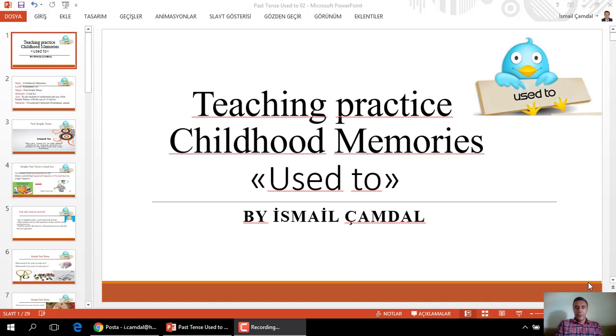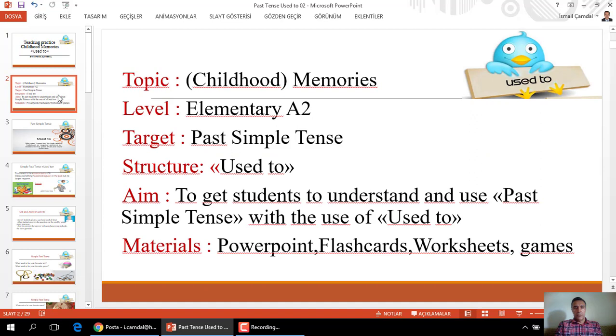Hello. Today we are going to learn the used to structure and talk about childhood memories. The topic is childhood memories, level elementary A2, target past simple tense, structure used to. The aim is to get students to understand and use past simple tense with the use of used to. Materials we are going to use: PowerPoint, flashcards, worksheets and games.